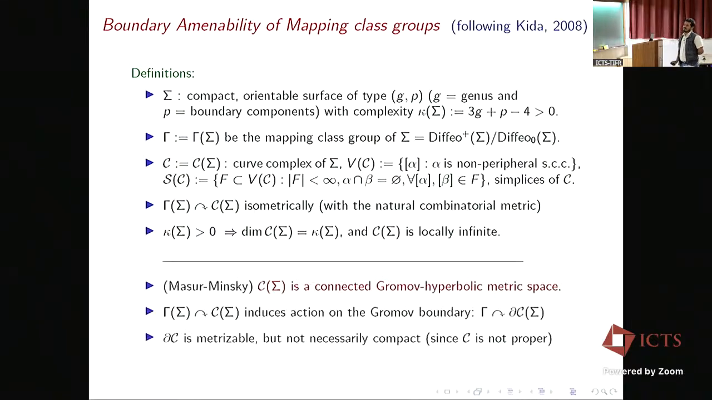So these are a few results, of which the most important is the hyperbolicity of the curve complex, which was a result by Masur and Minsky, that the curve complex of suitable surfaces is Gromov hyperbolic as a metric space. And the group action that the mapping class group has on this induces an action on the boundary, the Gromov boundary of the curve complex.